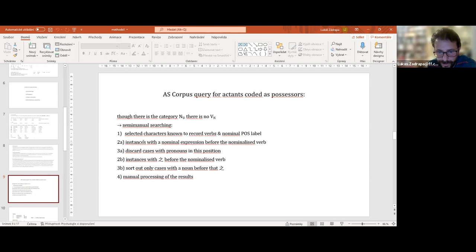So I will look for instances with a nominal expression before the nominalized verb, but I will have to discard cases with pronouns in this position, because this is problematic. For example, we will get things like "shi xing", this kind of behavior, for example, and we don't want to get such collocations.